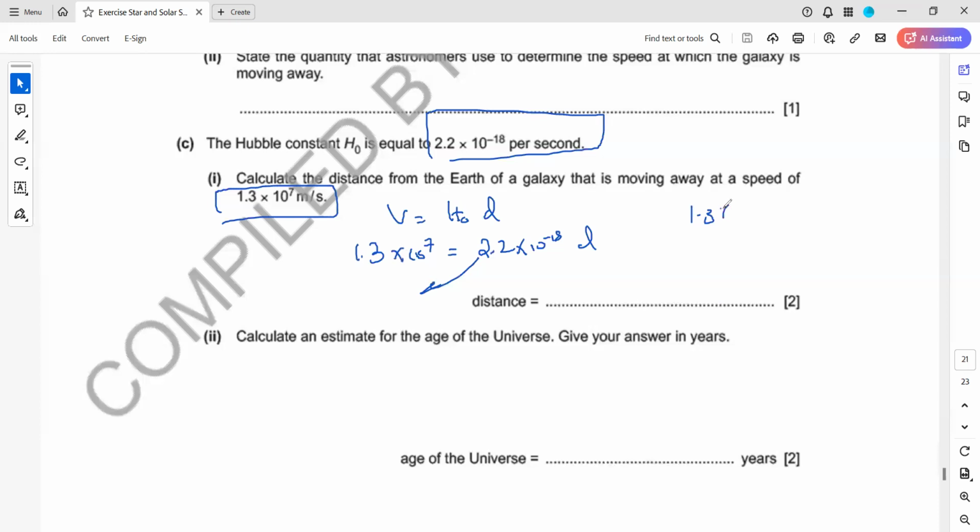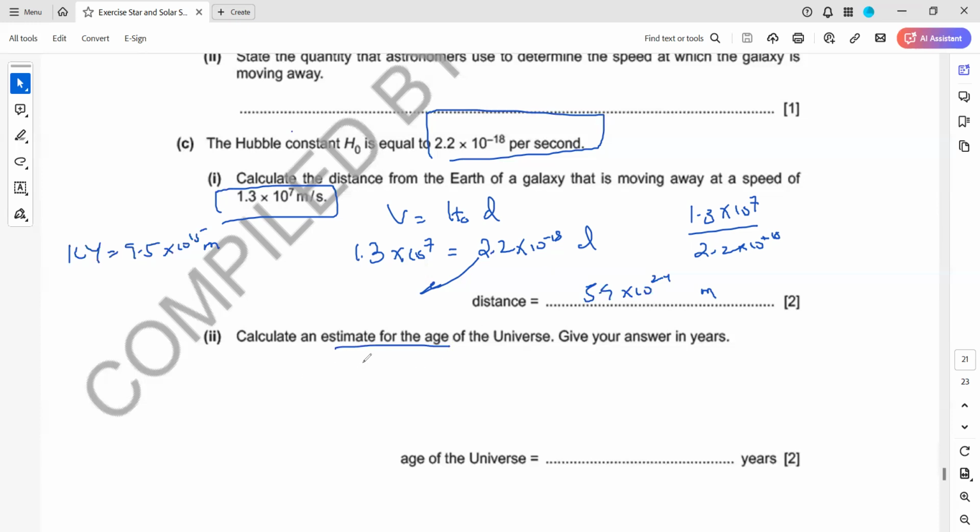So it will be 1.3 into 10 to the power 7 divided by 2.2 into 10 to the power minus 18. This will give us the distance of the galaxy, which is 5.9 into 10 to the power 24 meters. You can also convert into light years, using 1 light year equal to 9.5 into 10 to the power 15 meters. If they ask, then convert. Otherwise, no need to convert.